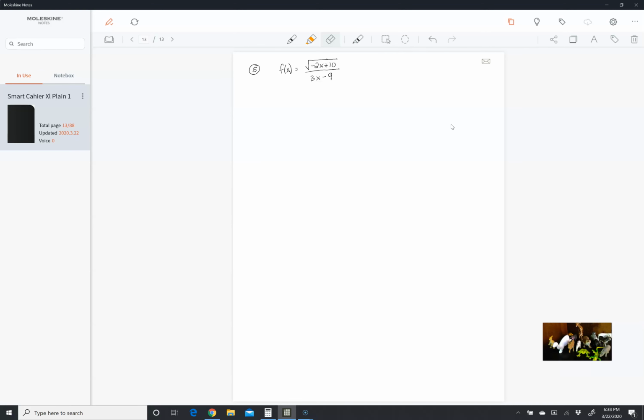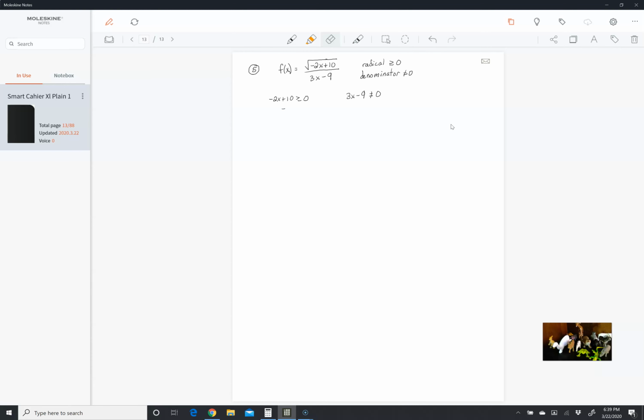Okay. So our radical has to be greater than or equal to 0. Our denominator can't be 0. And when I say radical, I really mean radicand. I just know that we haven't talked about it that much. So what we're saying is what's under the radical has to be greater than or equal to 0. Okay. So we have negative 2x plus 10 has to be greater than or equal to 0. It can be 0 because it's in the numerator. This is the only time that you have two restrictions.